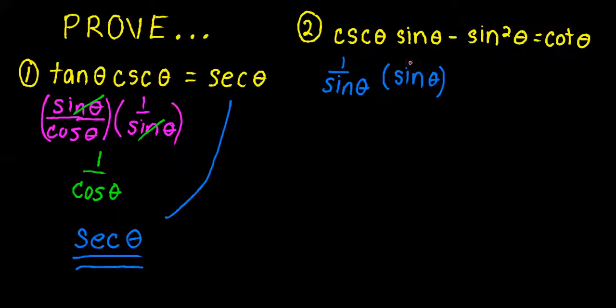I'm seeing a little situation here. So what happens when I multiply 1 over sine times sine, which is really 1 over sine times sine over 1, I get sine over sine, which is the same as 1. So all of this is now equal to 1. All right? So 1 minus sine squared. Okay? Well, this doesn't exactly match the Pythagorean identity, but it's pretty close.